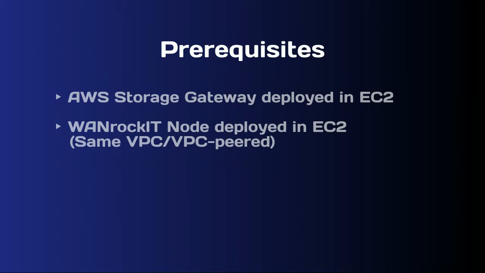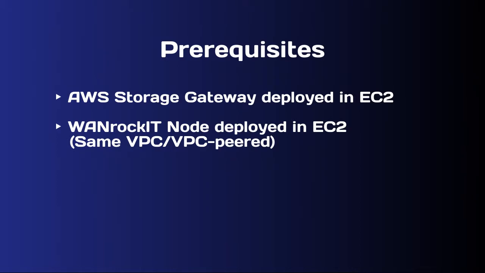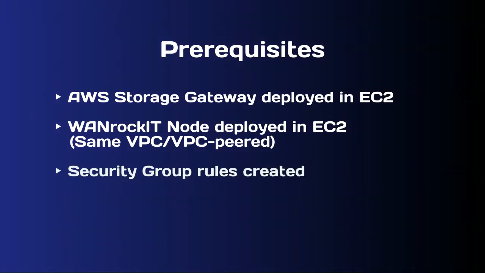Before following this guide, your node and storage gateway should already be deployed in EC2, ideally within the same VPC or VPC peered. Security groups should also be set up so that the storage gateway and the iSCSI interface of the WANrockIT node can see one another. For help with this, see the videos for AWS deployment, initial setup, and security groups, linked in the video description.